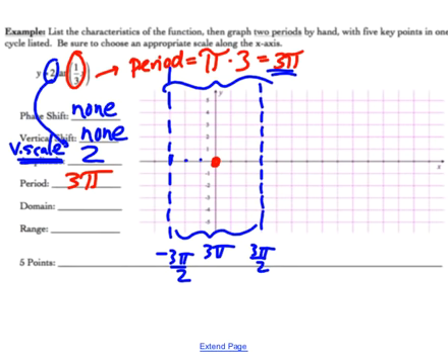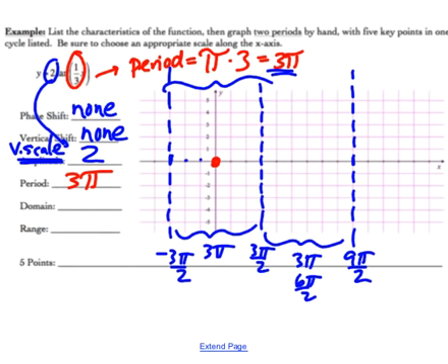Maybe let's put a couple more of these in here. We'll go 1, 2, 3, 4, 5, 6 here. And so that's going to give us 3 pi more on top of that. So that would be, 3 pi is what? 6 pi over 2. So here I have 9 pi over 2. So get a couple of those in there just to show how it repeats. All right, so we have that in place.